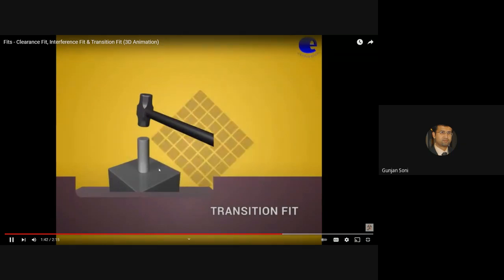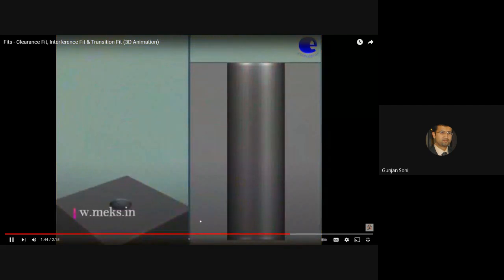So we are going to see about the transition fit now. The third type is the transition fit.